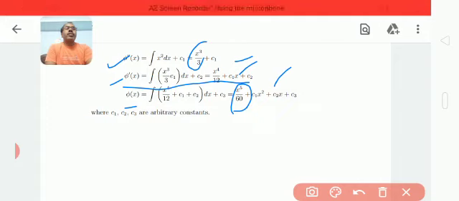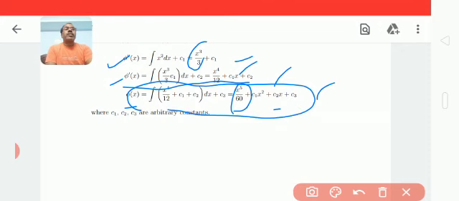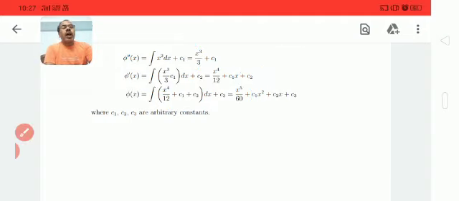So it is c1 into x square upon 2, but we can take that as some constant, plus integration of c2 with respect to x is c2x, and add some constant of integration. So this function phi of x, which is x to the power 5 upon 60 plus c1 into x square upon 2 plus c2x plus c3, will be the solution of differential equation y third derivative of y is equal to x.